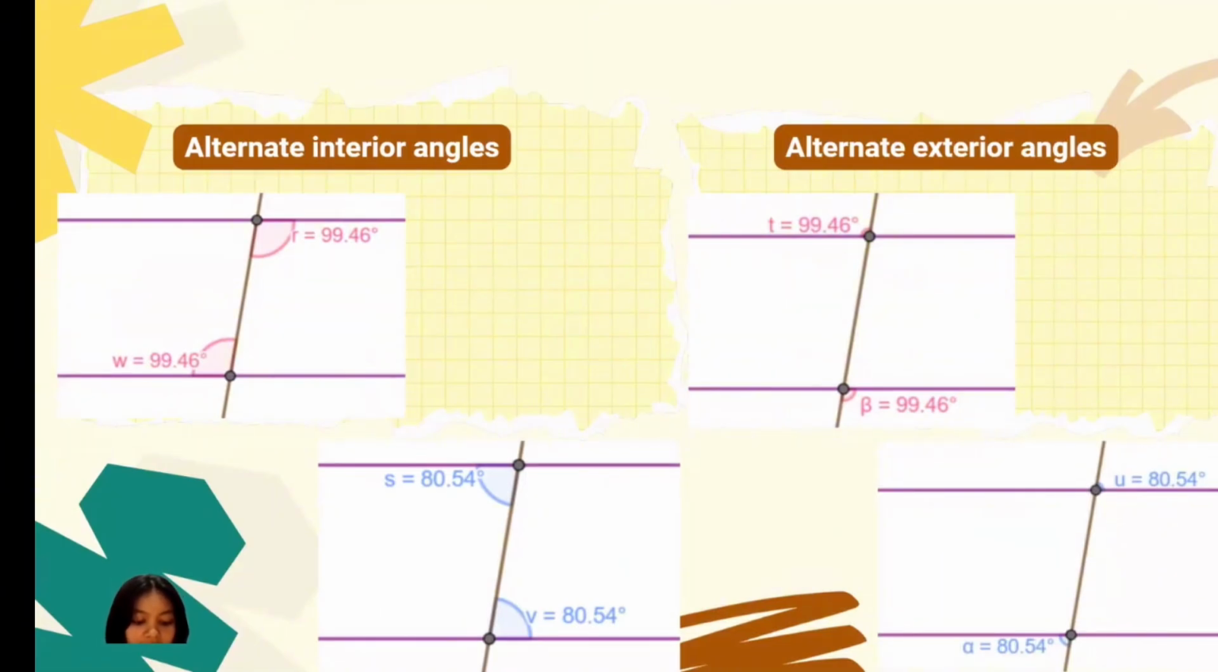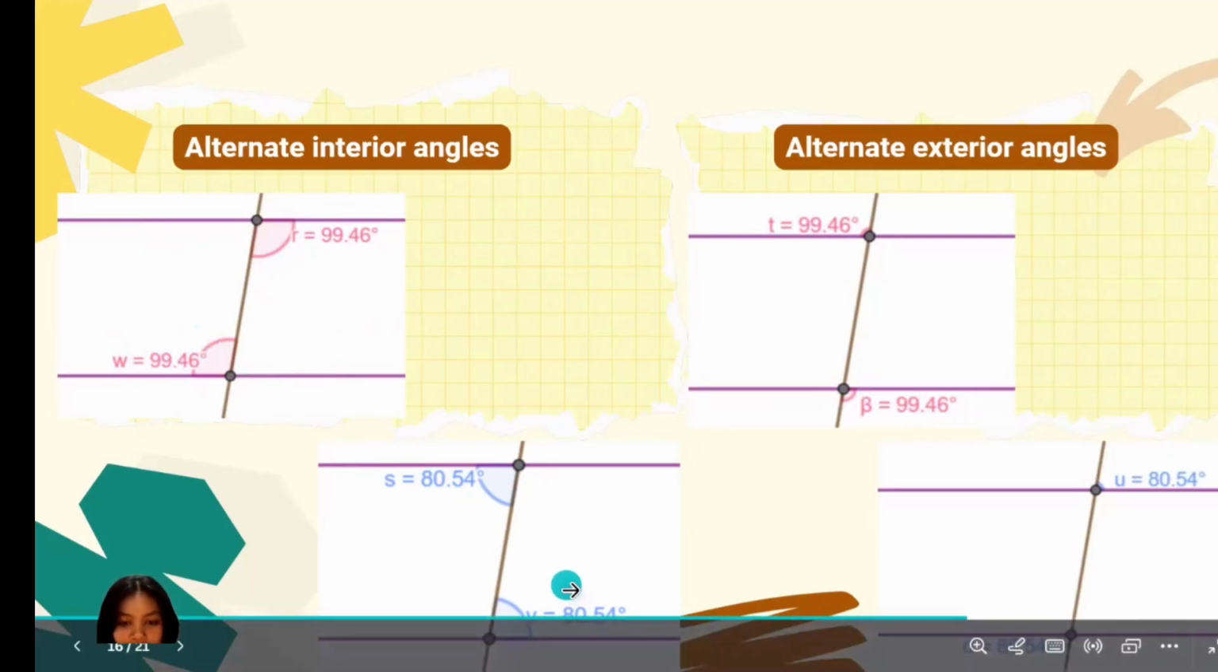Alternate interior angles are angles that are located opposite each other across the transversal line, on the inside between parallel lines. In this figure, angles such as angle R and angle W are called alternate interior angles. Other alternate interior angles are angle S and angle phi.